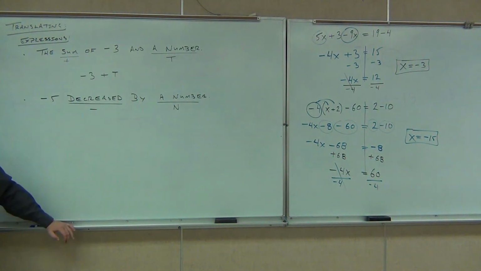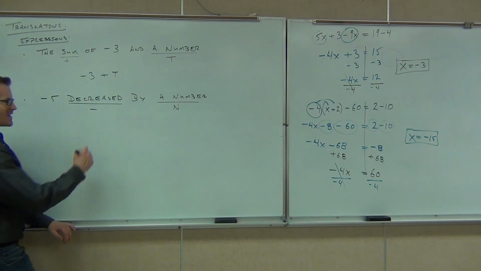Who did I pick? Who said n? Me. Did you? Congratulations, you win. So -5 decreased by a number n.